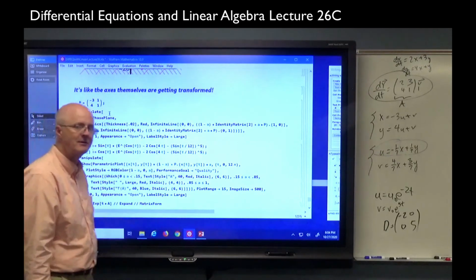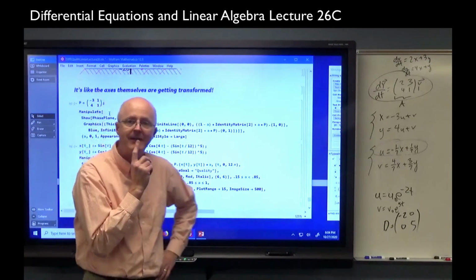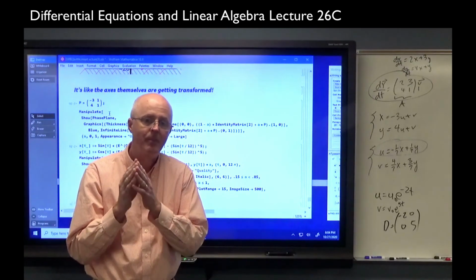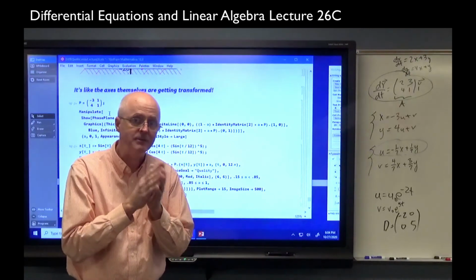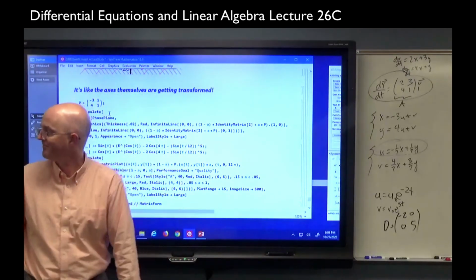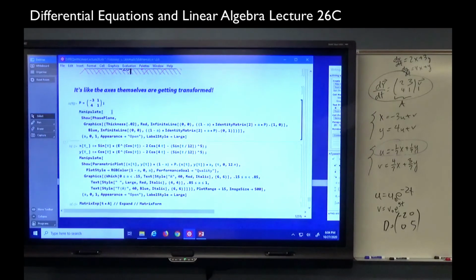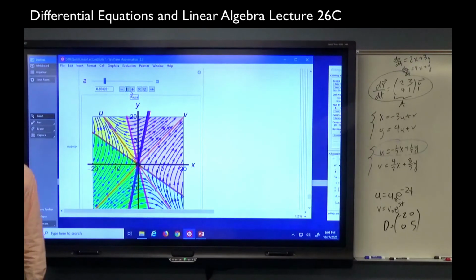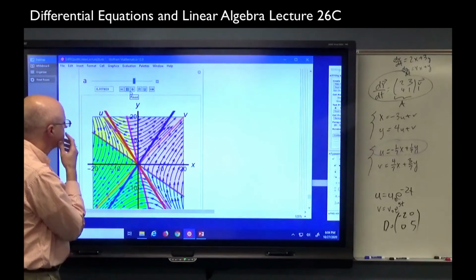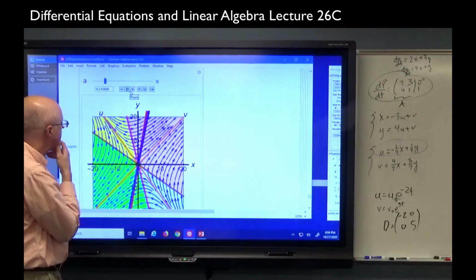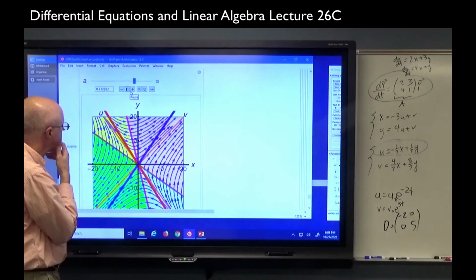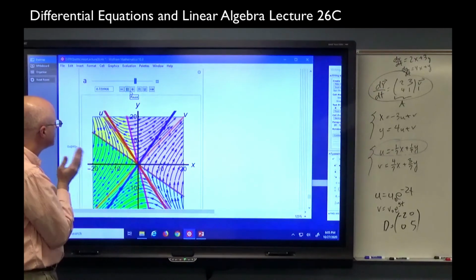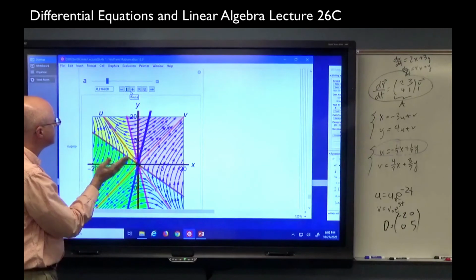Here's our final thing to note. You can even think about the axes themselves getting transformed under the linear transformation. Y equals P times U, y equals PU. The x-axis gets transformed to the u-axis. The y-axis gets transformed to the v-axis. Notice the red line goes from being the x-axis to being the u-axis, and the blue line goes from being the y-axis to the v-axis.